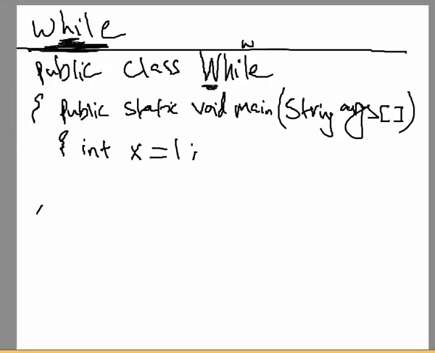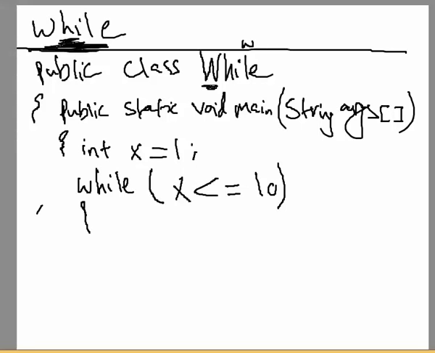Then I say while, with a small w, and I have my condition in brackets. I say while x is less than or equal to 10, do the following, and for the body we use a curly bracket. Okay, we use a curly bracket for the body.